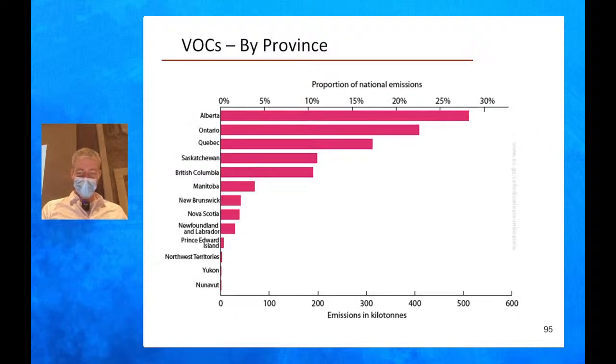By province, you see Alberta, despite not being the largest province by population, is the number one province for VOC emissions because that's where the majority of the oil and gas industry is. See Nova Scotia, we're kind of peanuts down here. We don't really do too much for VOCs.